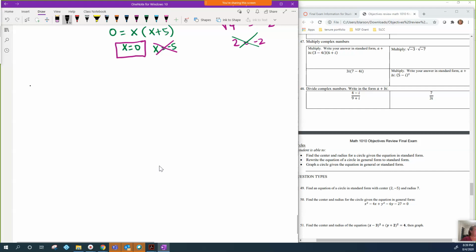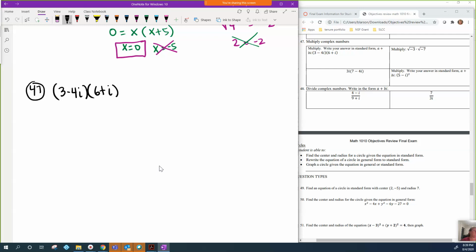So with this one, it's telling us to multiply two complex numbers together. So 3 minus 4i times 6 plus i. And you can see that this looks the same way as when we're FOILing things, and that's exactly what we're going to do there.